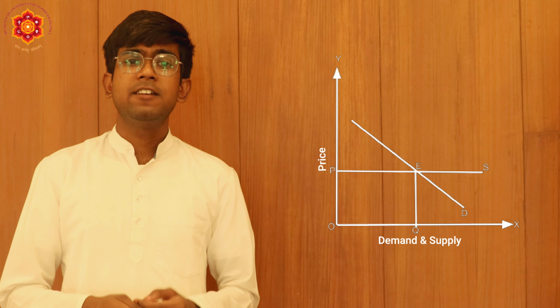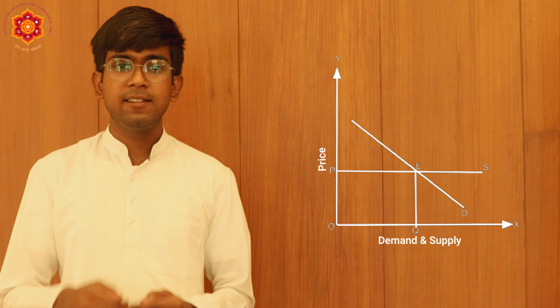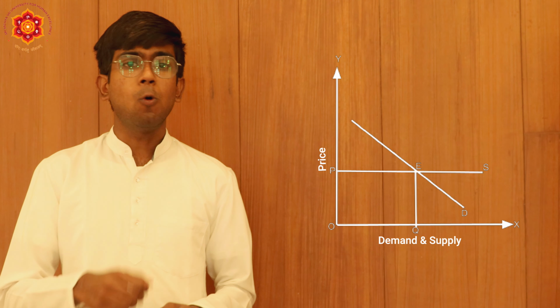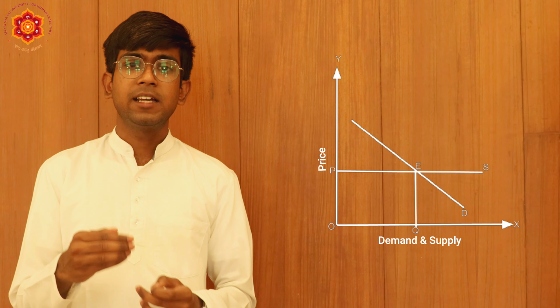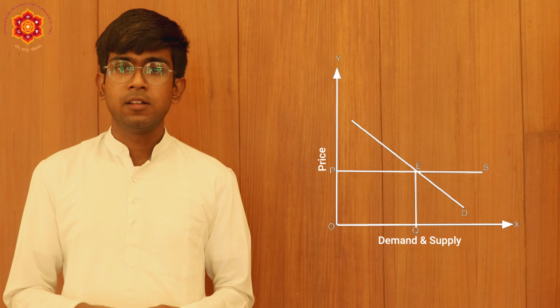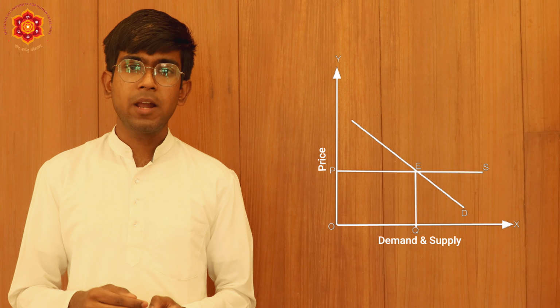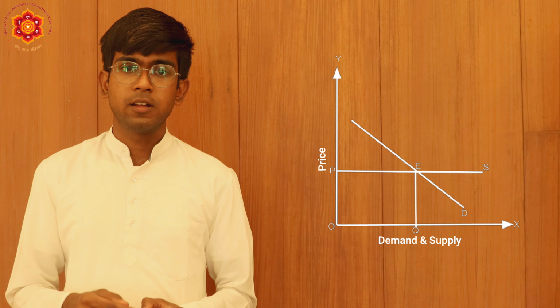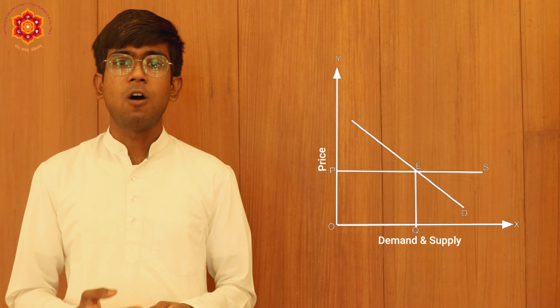So AE, which means the actual earning, is equal to OPEQ, and the transfer earning is also OPEQ. And as we all know that rent is equal to actual earning minus transfer earning, the rent will be zero because the supply of factor of production is perfectly elastic. And this was an example of a perfectly non-specific factor of production.